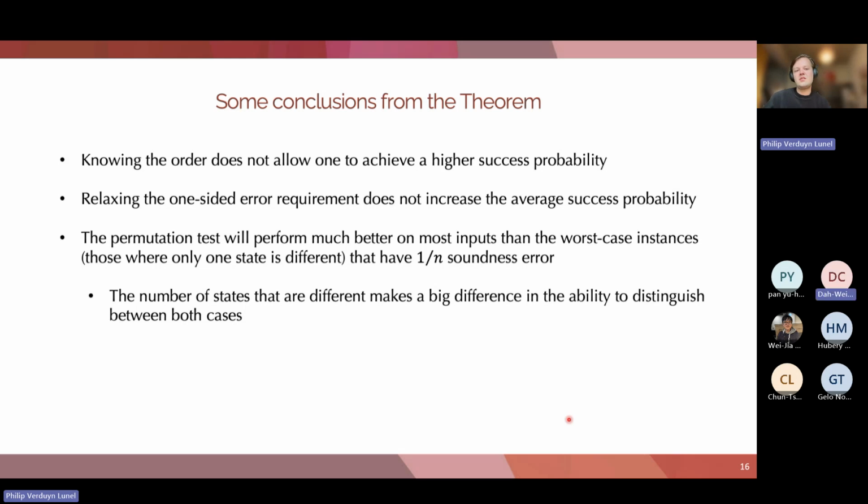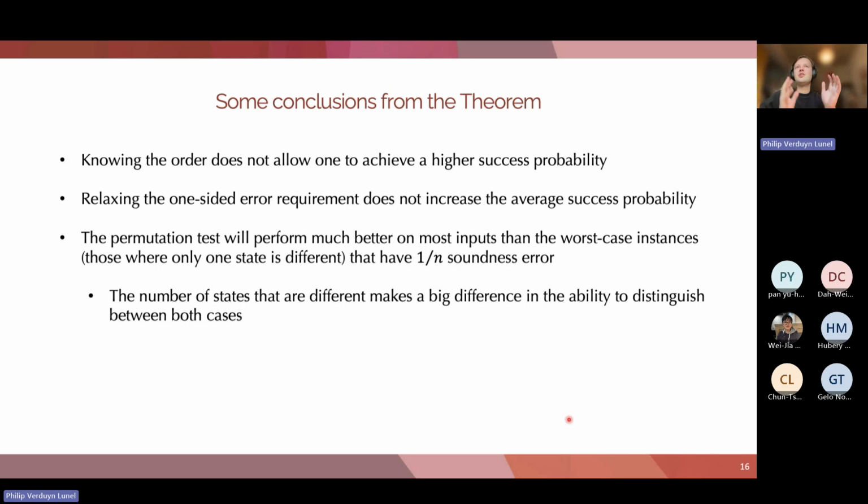The second thing we found out is that relaxing this perfect completeness requirement, which is also sometimes called the one-sided error requirement, does not increase this average success probability, because we still see that the permutation test is optimal both in the perfect completeness setting and in the general setting. And the worst case instances are always when there's one orthogonal state and the rest are equal. But the permutation test performs a lot better when there are a few more of these orthogonal states. So that's the name of the game.